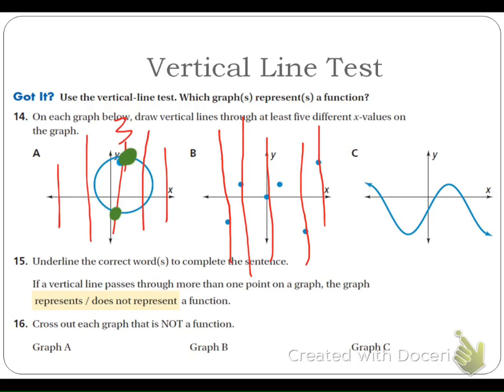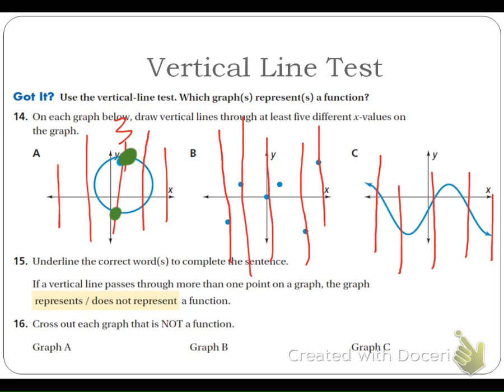Let's look at C. Oops, change my pen back. Draw a vertical line. It only hits one spot, one spot, one spot, one spot, one spot. So no matter where I draw the vertical line on C, it only hits the graph at one point, so that would be a function.